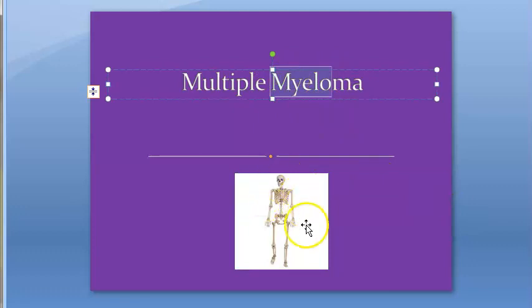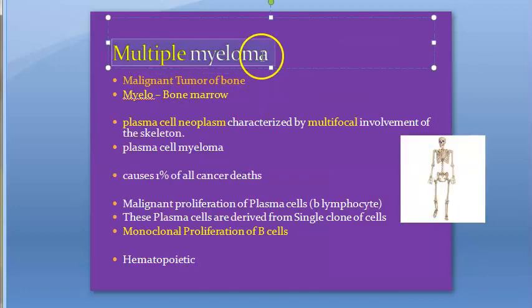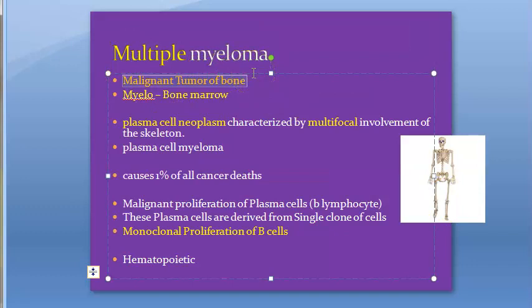There will be multiple lesions in the skull, in the ribs, here, there. As there are multiple lesions in the bone marrow, it's called multiple myeloma. What is myelo? Myelo is bone marrow. You understood, no? Multiple lesions in the bone marrow, multiple myeloma. This is a malignancy actually. Multiple myeloma is a malignant tumor of the bone.